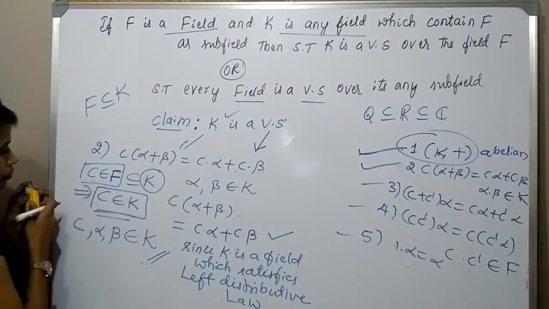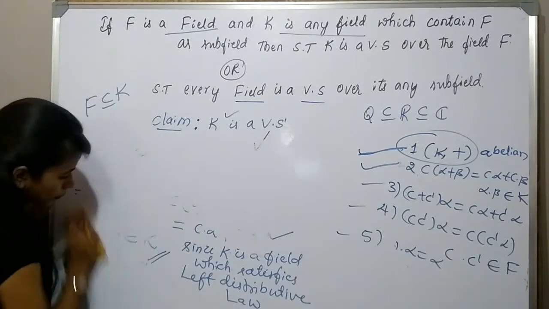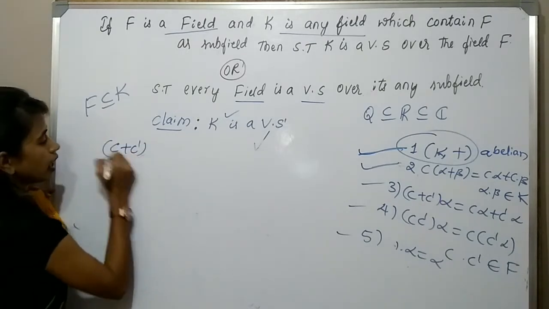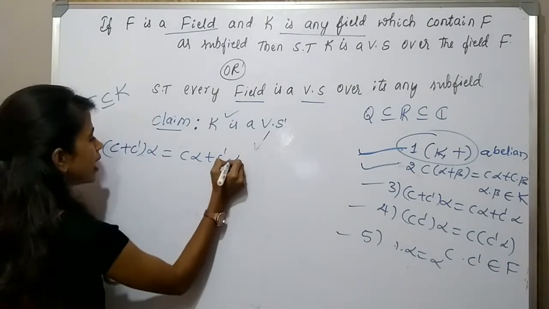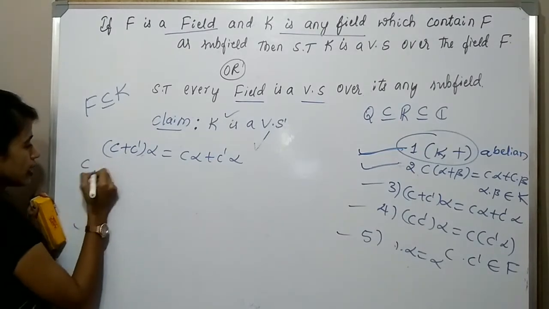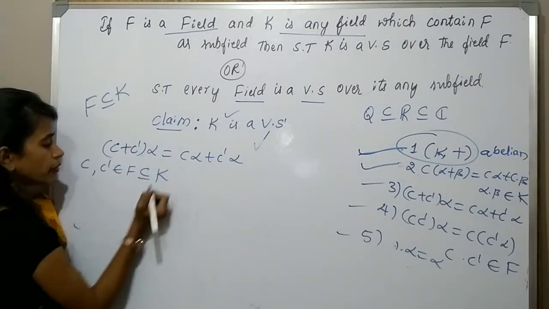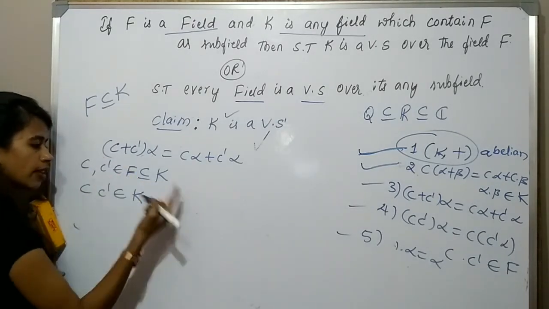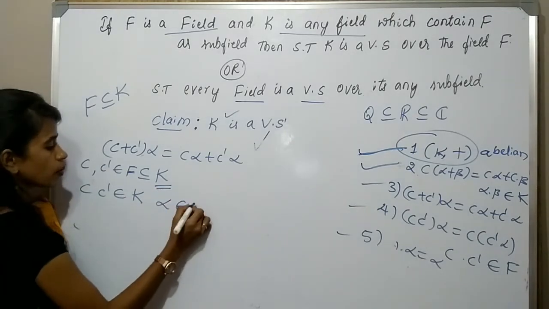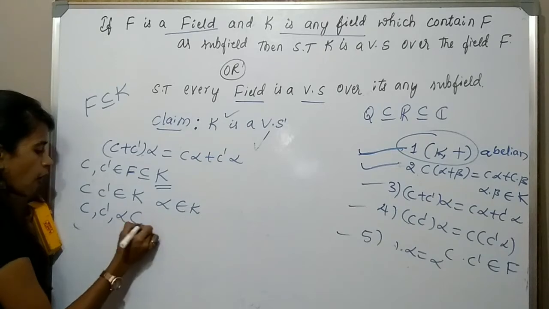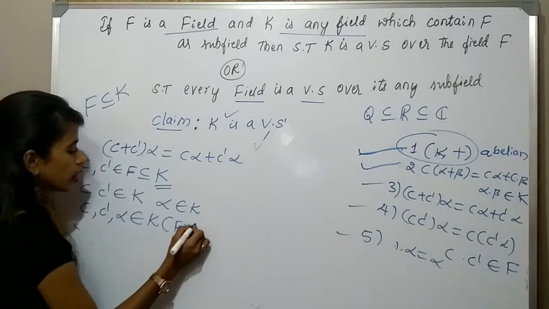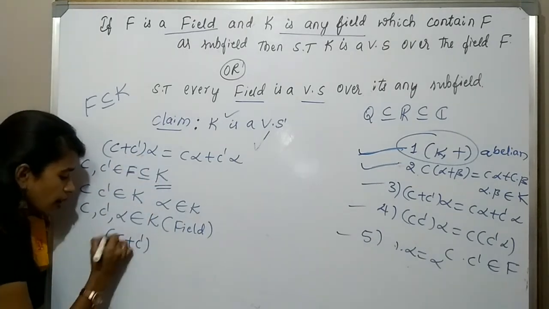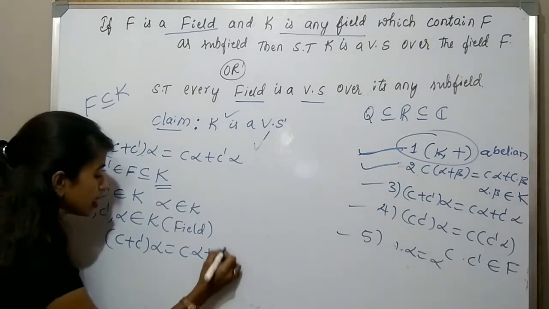Next, the third one. What is the third condition? (c plus c dash) into alpha is equal to c alpha plus c dash alpha. Here c dash belongs to F, but F is a subfield of K, therefore c dash also belongs to K. It is in the subset, therefore it clearly belongs to the superset. And alpha also belongs to K. We get c, c dash, alpha, all belong to K, but K is what? A field, therefore it satisfies the right distributive law. That is (c plus c dash) into alpha is equal to c alpha plus c dash alpha.